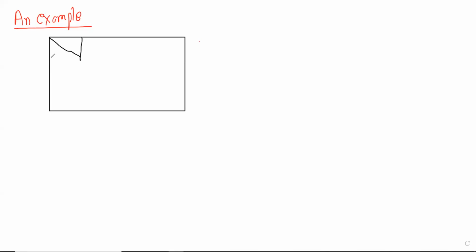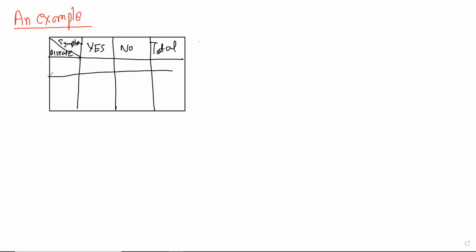Let me just draw a table. It's much better like that. So there is a table here, with columns. There will be two things simultaneously: one of them is going to be symptoms, and the other is disease. So here is yes, here it's no, and then you have the total. And again, same thing here.